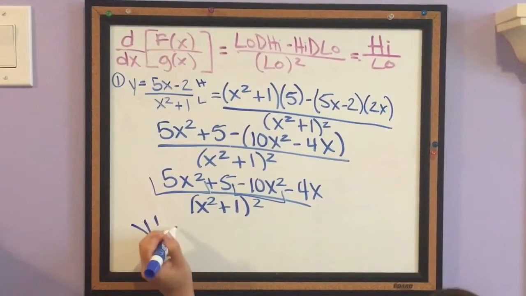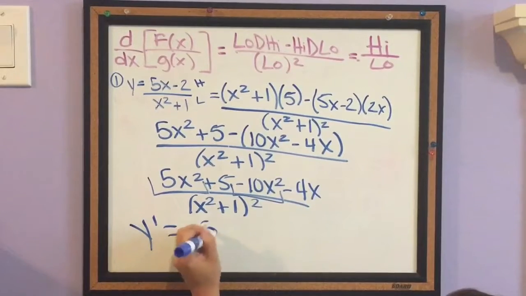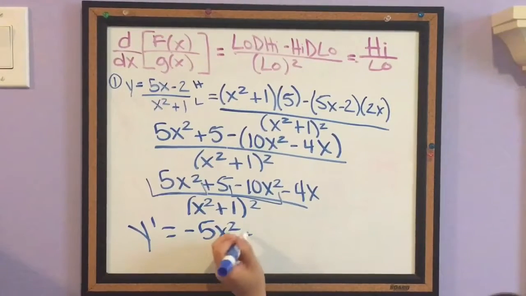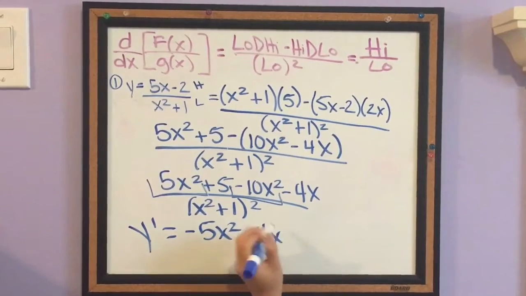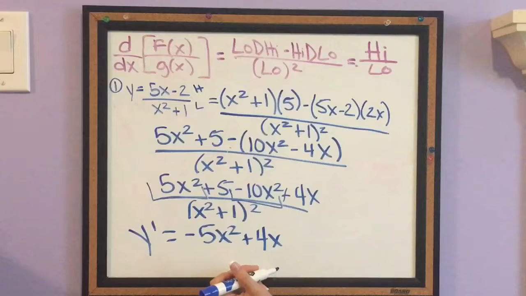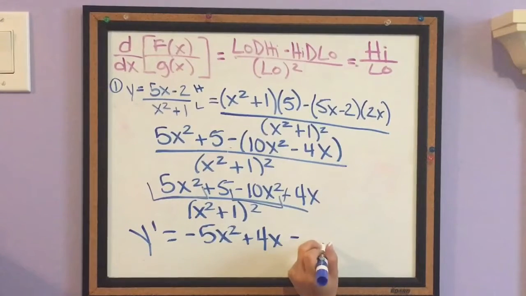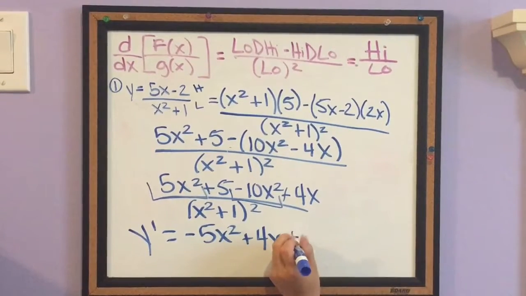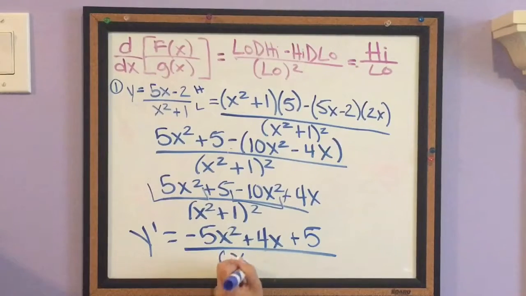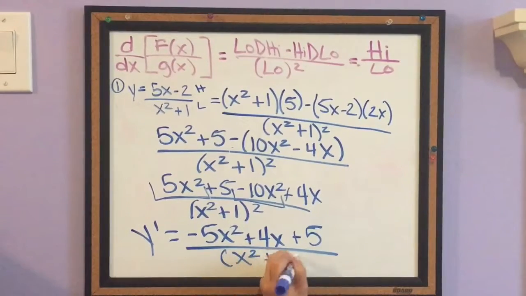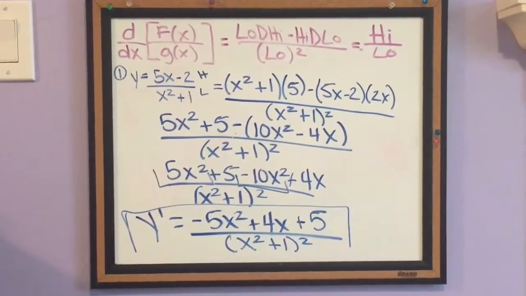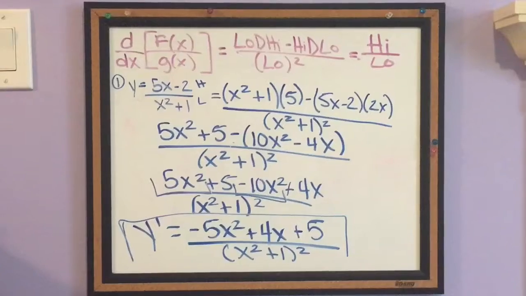your answer for the derivative is going to be negative 5x squared plus 4x plus 5. And it's just over x squared plus 1 squared. And this is your final answer. And that's the derivative of this.